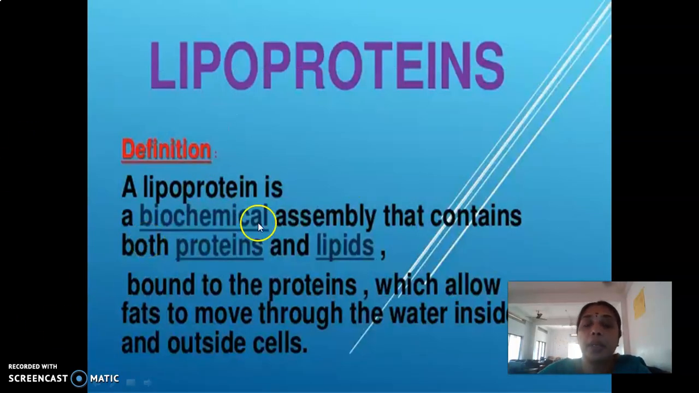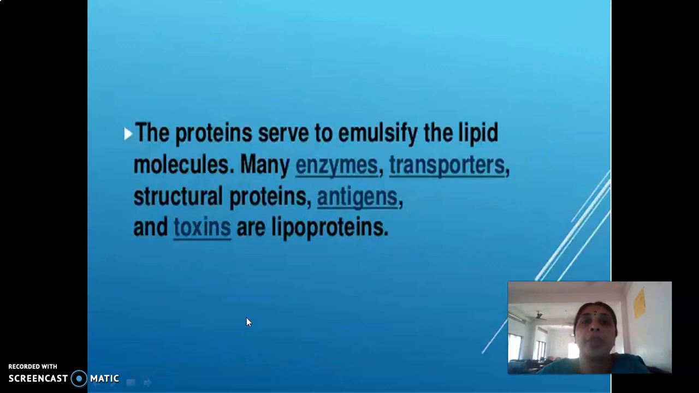And lipoprotein is defined as a biochemical assembly that contains proteins and lipids. So lipids combined with proteins are known as lipoproteins. The protein part is known as apolipoprotein. And what is the main function of the protein? They emulsify the lipid molecules. So many enzymes, transporters, structural proteins, antigens, and toxins are lipoproteins.